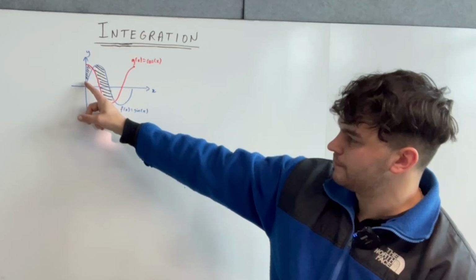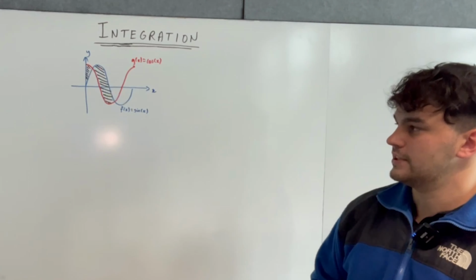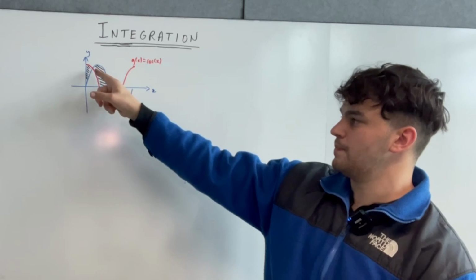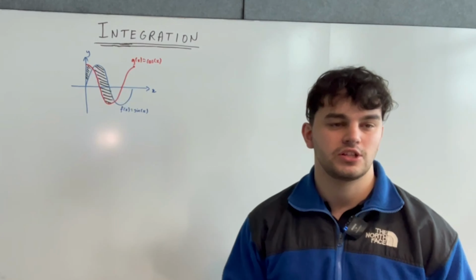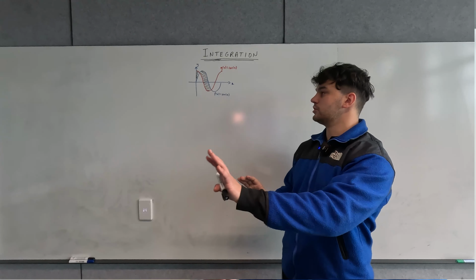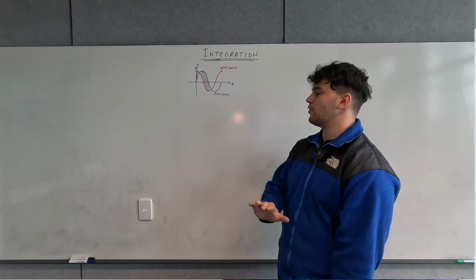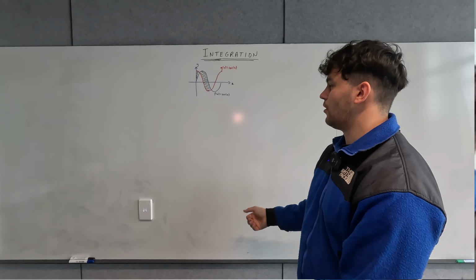You can see from x equals 0, the y-axis, to that intersection there, the red curve is above the blue curve. But then from that intersection to the second intersection, we have the blue curve above the red curve. So that's how we split our area or our integral equation up. We have that portion, where the red curve is stacked above the blue curve, and then the second portion is where the blue curve is stacked above the red curve.